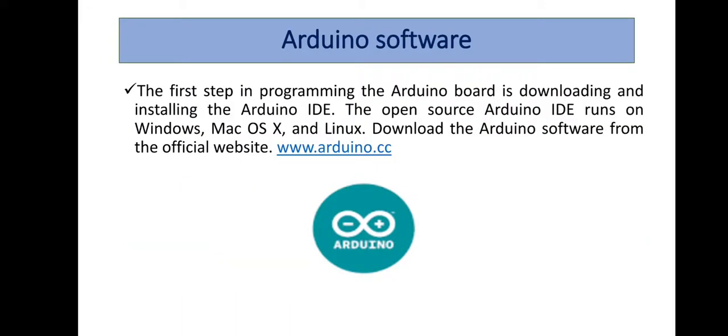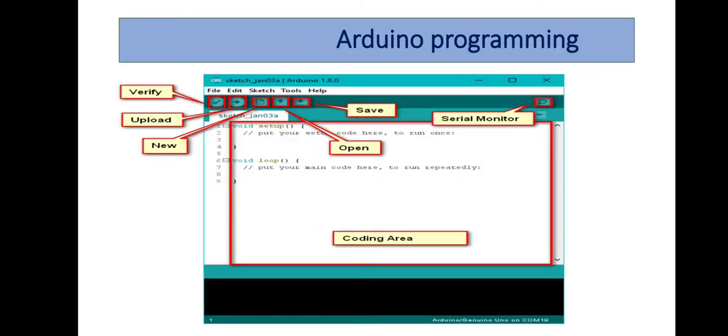Next, let's talk about the Arduino software. The first step in programming the Arduino board is downloading and installing the Arduino IDE. First, you need to install the software on your computer. The open source Arduino IDE runs on Windows, MacBooks and Linux. You can download the Arduino software from the official website, www.arduino.cc, and use it for your coding. So this is the programming environment.